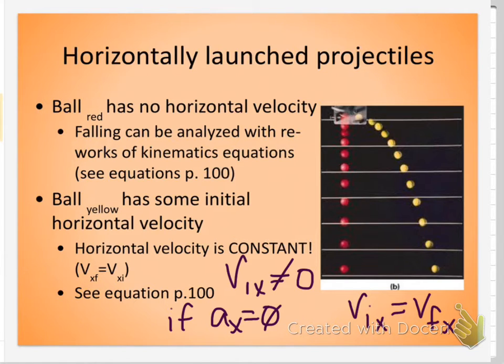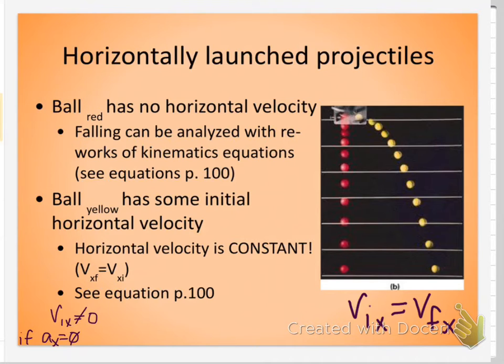Well, if there's no acceleration, the velocity is constant. The initial and final velocities on the x-axis are going to be equal. You could also add to that, if you were feeling like it, that the average velocity on the x is going to be equal to vi. All the velocity on the x-axis is going to be the same. If there's no acceleration, then any velocity you want to look at on that x-axis is going to be identical.